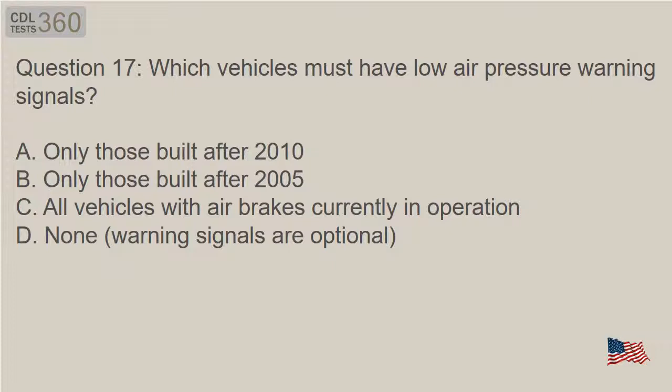Question 17. Which vehicles must have low air pressure warning signals? A. Only those built after 2010. B. Only those built after 2005. C. All vehicles with air brakes currently in operation. D. Non-warning signals are optional.